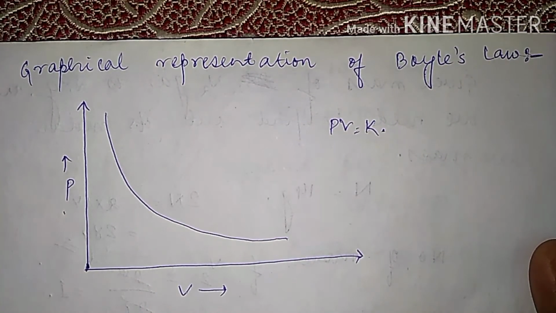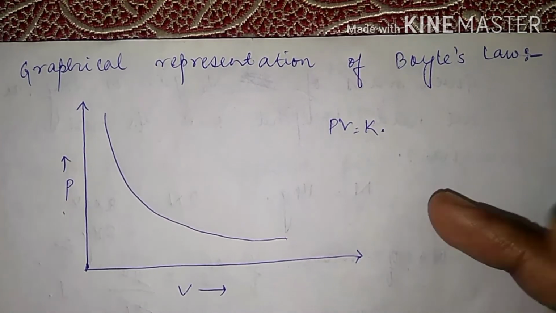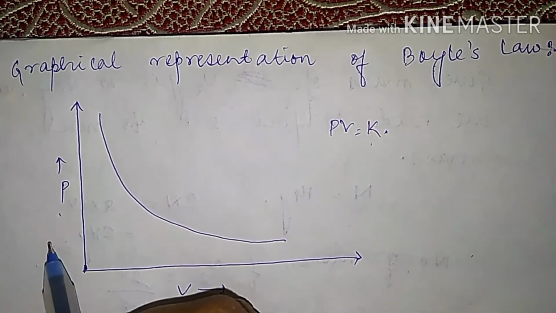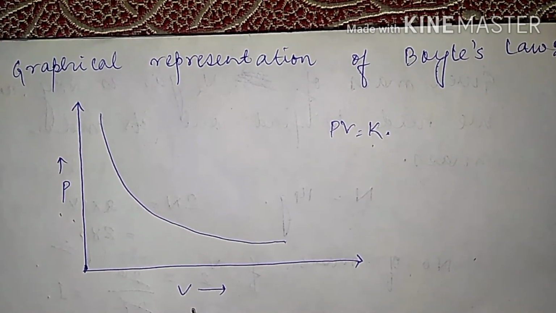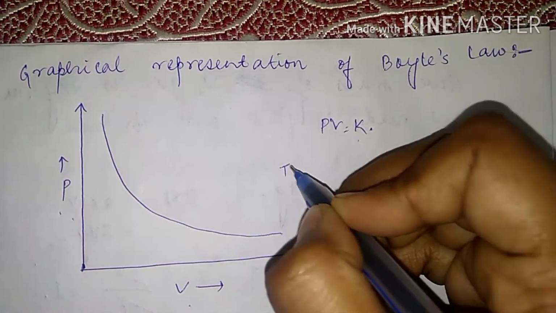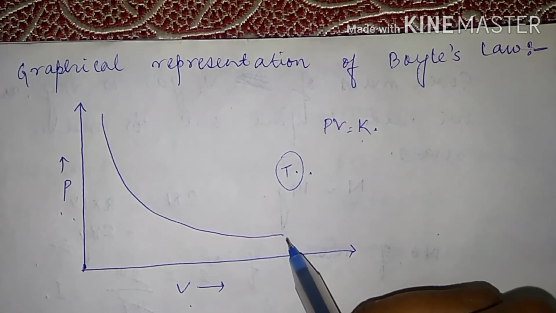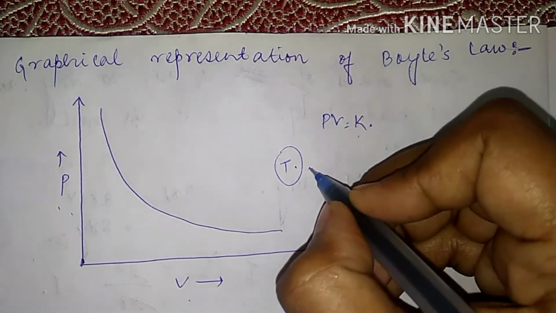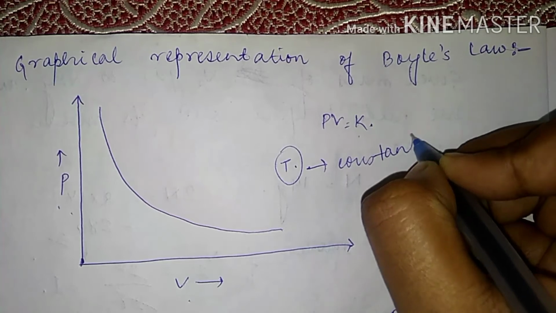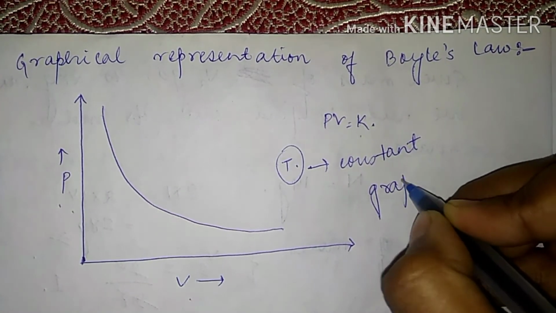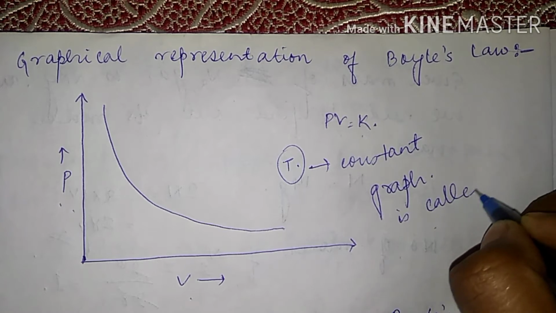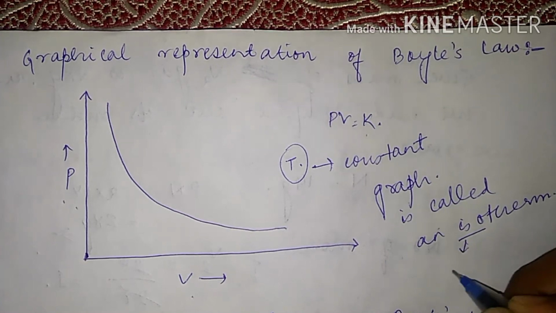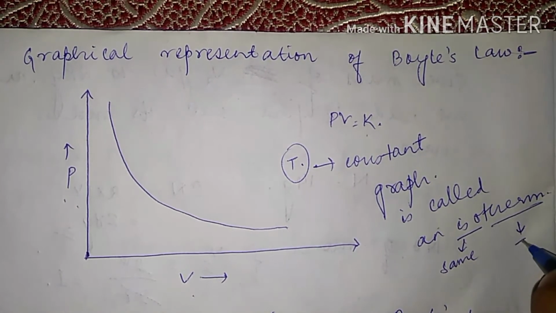We will discuss the graphical representation of Boyle's law. We have learned before that the mathematical representation of Boyle's law is given by PV equals constant. Whenever pressure is plotted against volume by keeping the temperature constant, we get a curve which is said to be a hyperbola. And always remember that when the temperature is kept constant, such a graph is called an isotherm. What does this mean? Iso means same and therm means temperature.